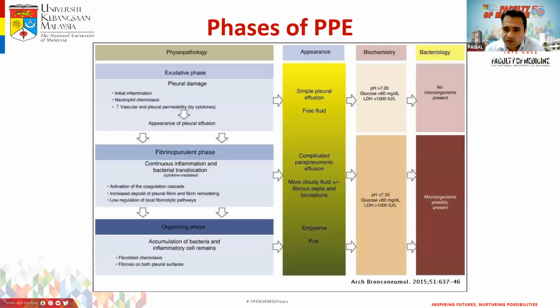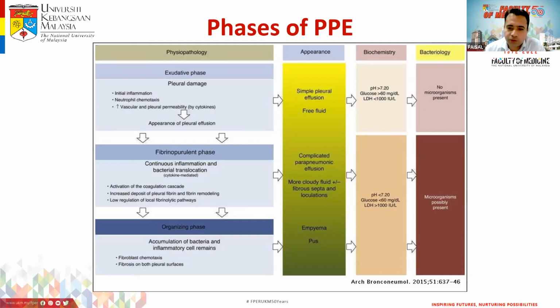These are the phases of a parapneumonic effusion. Initially it will be the exudative phase, then subsequently it turns into the fibrinopurulent phase, and if it is left untreated, or there is a delay or you are less aggressive in treatment, it will transform into an organized phase.